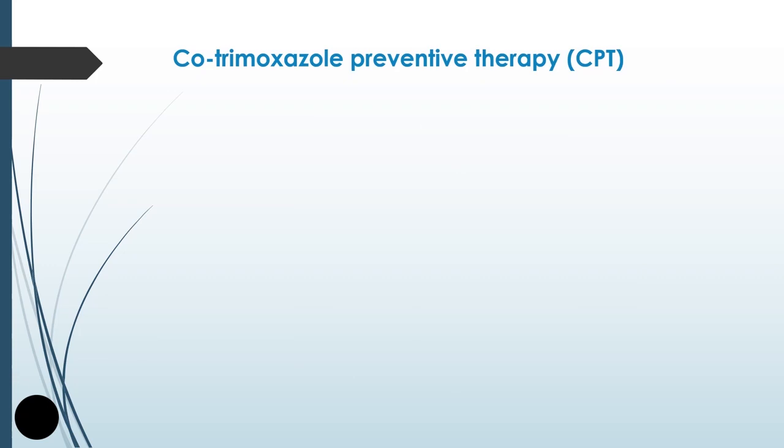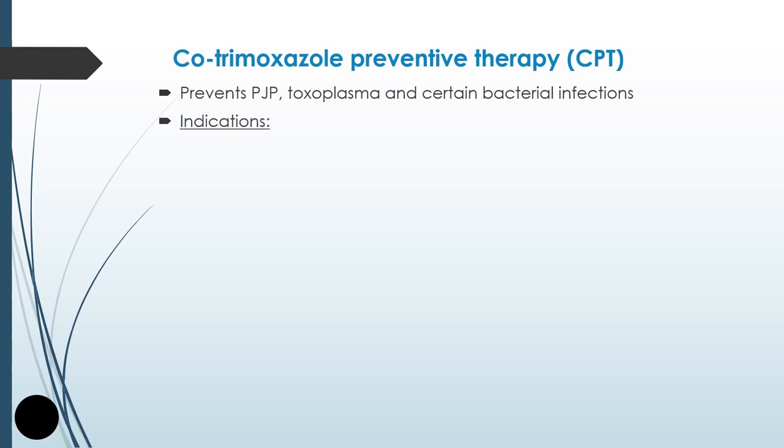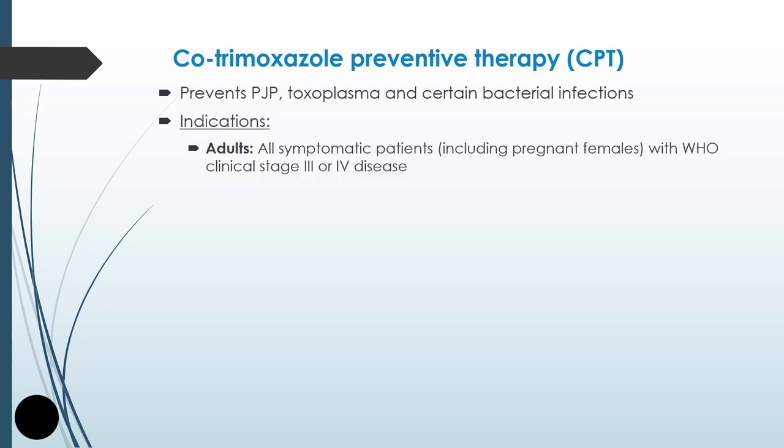Cotrimoxazole preventive therapy is recommended to prevent the infection from PJP. Now, this prophylaxis not only prevents PJP, but it also provides cover for toxoplasma and other bacterial infections. Indications to start CPT prophylaxis include that all symptomatic adult patients, including pregnant females with WHO clinical stage 3 or 4 disease, should be put on CPT prophylaxis.